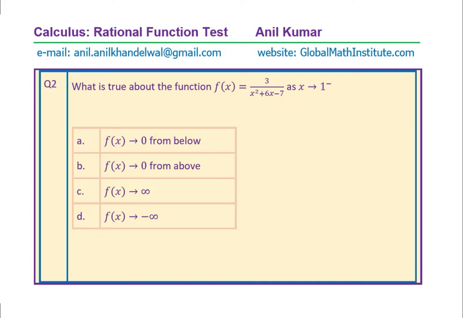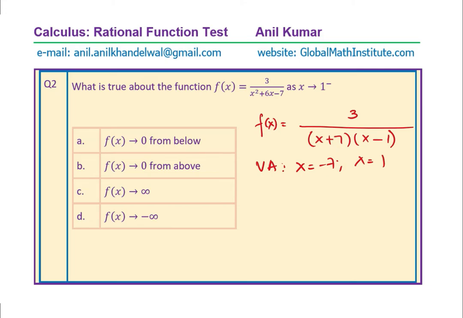Question 2. What is true about this function as x approaches 1 from the left side? So this time let's factor the function, right? So we have 3 in the numerator. Product of two numbers being minus 7 and plus 6 is sum. So clearly it is x plus 7 times x minus 1. So we have vertical asymptote at x equals minus 7 and also at x equals 1.